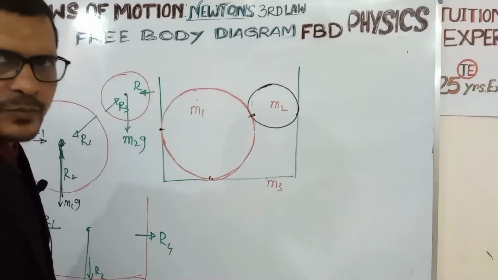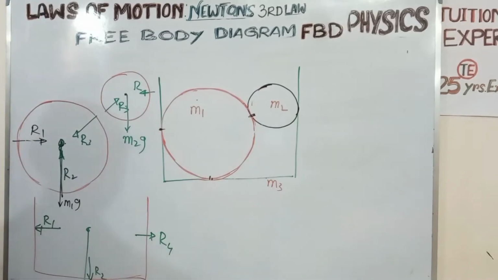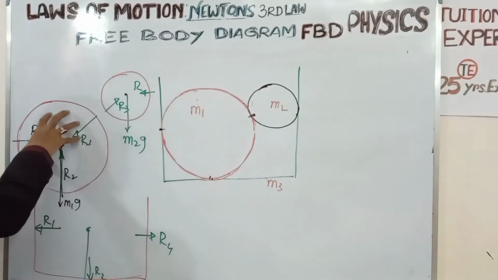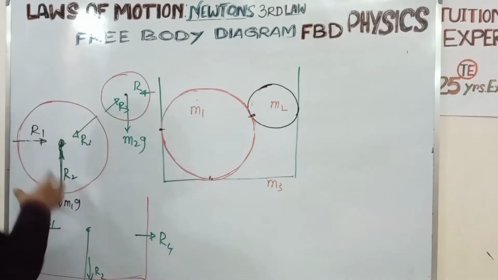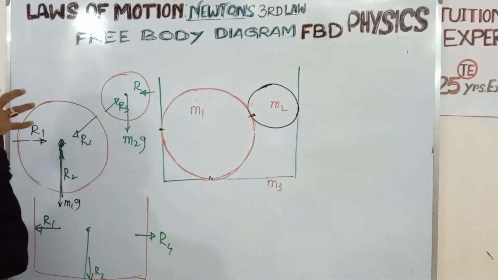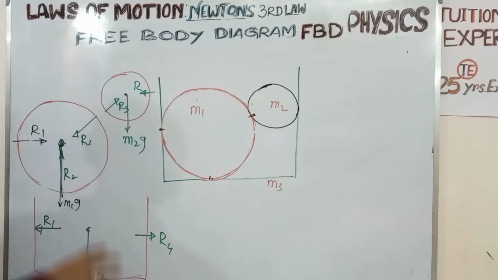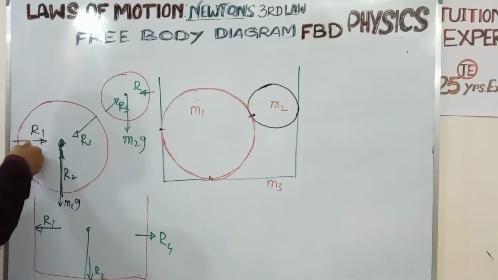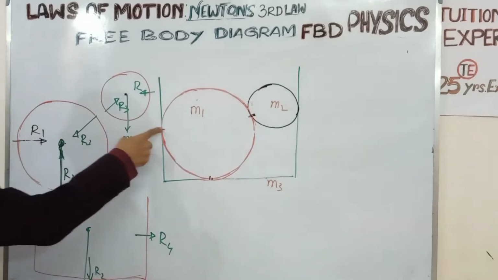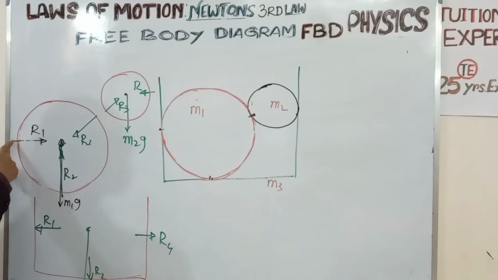Free body diagram means if the body is kept alone, what different forces act on the same body. So these are the free body diagrams. From each contact point an action comes. If an action comes, then this is the reaction. Suppose this is a contact point, so this is the action by the container on the sphere. So this is the reaction on the container by the sphere.